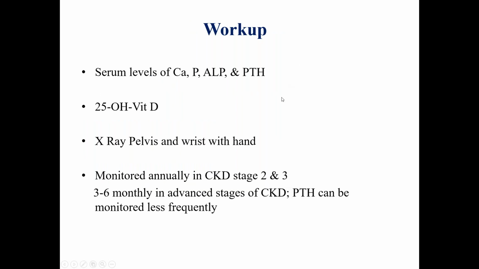So the workup for bone mineral disease, which I said earlier, is that you would basically need the levels of calcium, phosphate, ALP, and PTH, and you also need 25 hydroxy D levels to identify any concomitant vitamin D deficiency in these patients. An X-ray of the pelvis and wrist with hand will tell you about the degree of osteopenia, osteodystrophy, and also will identify any rickets in younger children. And it is recommended by the KDIGO guidelines on CKD that this monitoring of these values should be done in early stages every 3 to 6 months, whereas in advanced stages it can be done every 3 months.